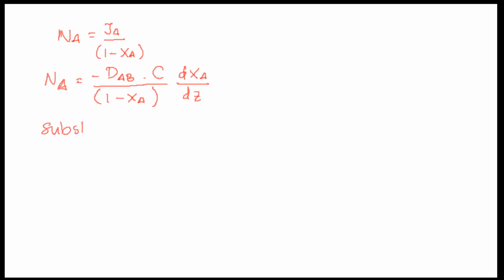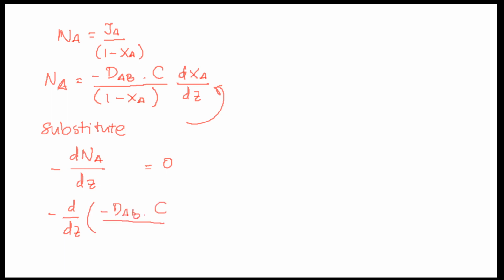Let's substitute this equation into the balance. I think I forgot the minus over there. Equal to 0. Now what we have is minus d per dz times minus DAB C over 1 minus XA times dXA over dz equal to 0.